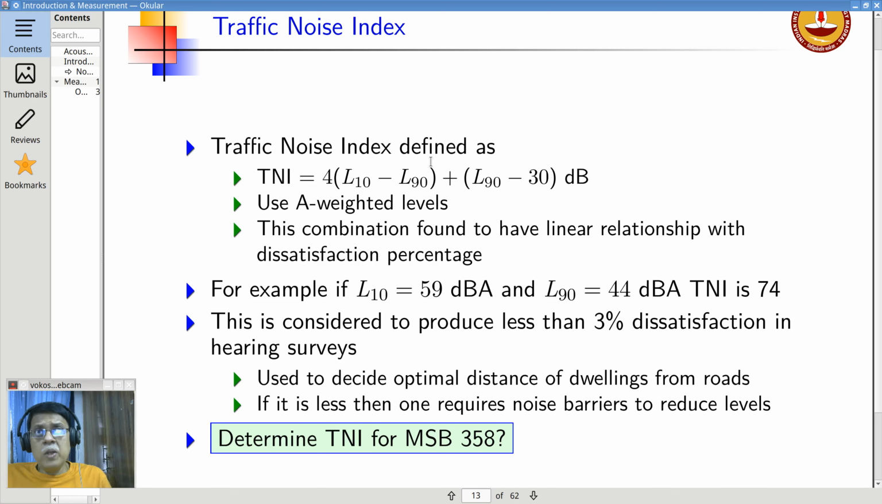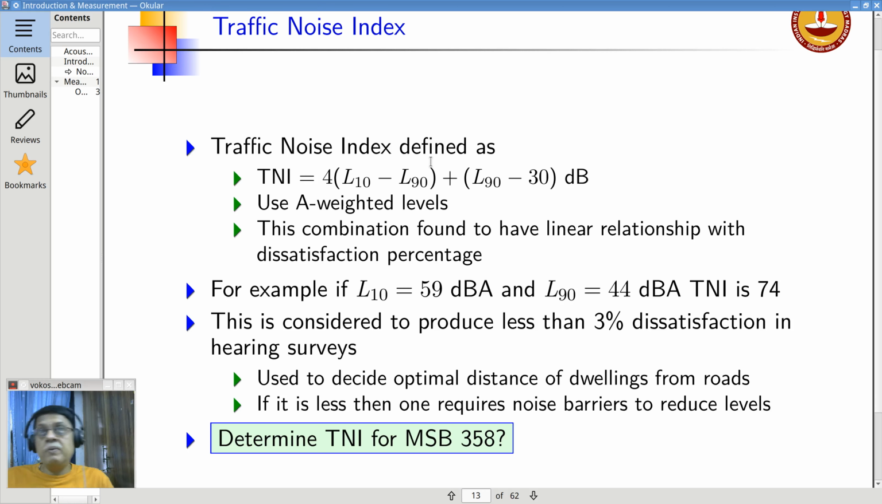So you have a target. So basically you say, all right, this is used in design of dwellings from roads. Of course, in India we tend to disregard any of these things. You plonk, I'm not sure which comes first, whether the dwellings come first followed by the roads, or the roads come first followed by the dwellings. In other countries, there's a lot of planning used to decide where the dwellings should be, so that there is less dissatisfaction. So of course, if it is not there, then we have to put noise barriers.